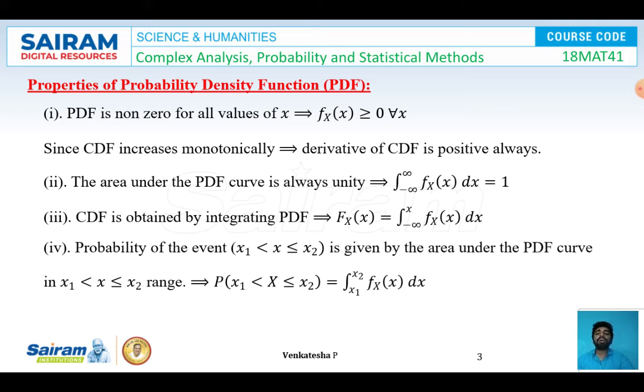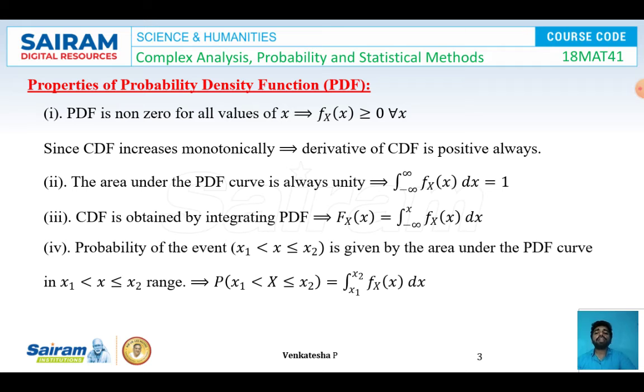Property number 2. The area under the PDF curve is always unity. That is, the integral from minus infinity to plus infinity of f_X(x) dx will be equal to 1. Third property, the CDF is obtained by integrating the PDF. That is, F_X(x) is equal to the integral from minus infinity to x of f_X(x) dx.